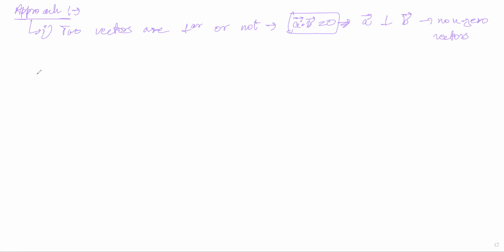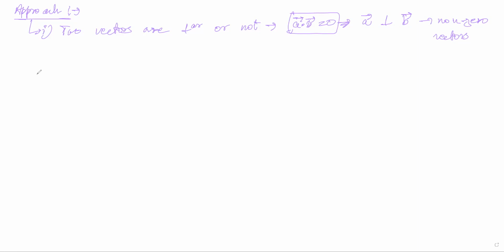What's the angle between these two vectors? What is the value of A dot B? What is the value of their dot product? 10. Yes. And what is the value of their individual modulus? Root 14. I think each is root 14. So that makes 14. So 10 by 14 is 5 by 7. So the angle between them is cos inverse 5 by 7.